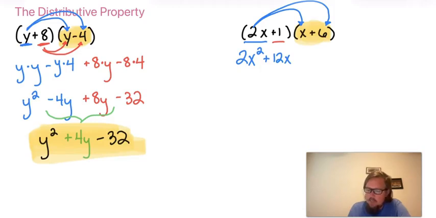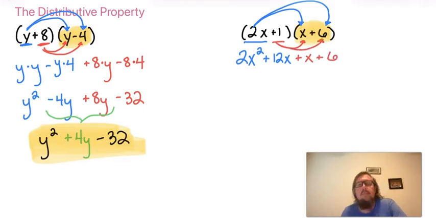Now we do our second term. Positive 1 times positive x is a positive 1x. And then positive 1 times 6 is a positive 6. Our distributive property is done. Now we check to see, are there any like terms that can be combined? And there are.